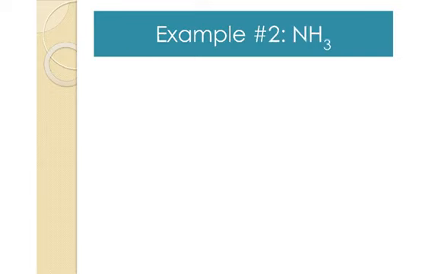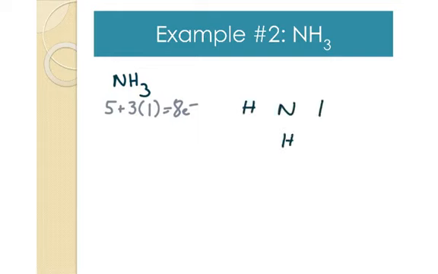Great job. Example number 2, we've got our NH3, same deal as before. We're using our column number to determine valence electrons. We've got 5 for nitrogen. We've got 3 hydrogens, and hydrogens have 1 valence electron each for a grand total of 8 electrons. Just like before, my unique element goes in the middle, and the others go symmetrically around the outside. Now it's time for electron pairs.